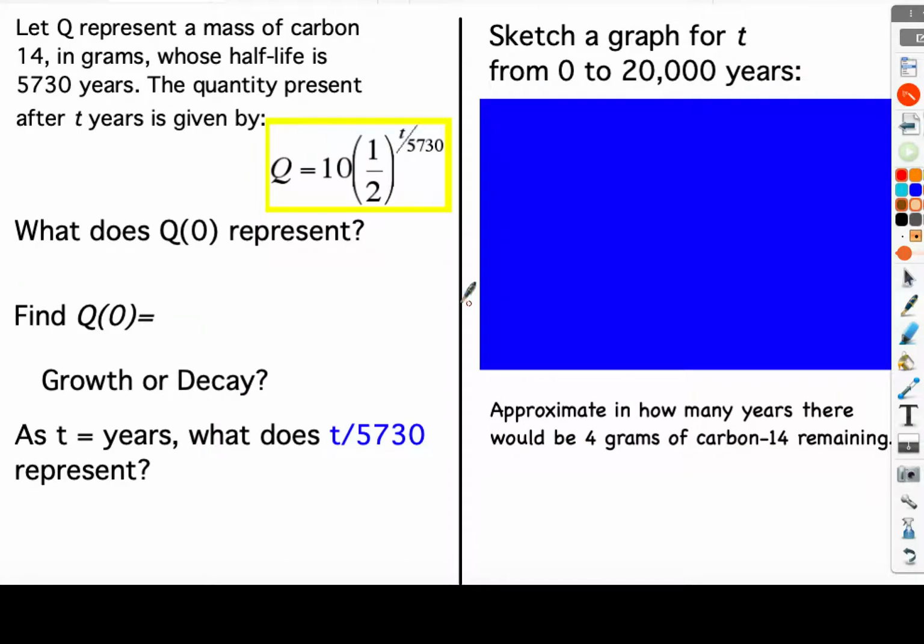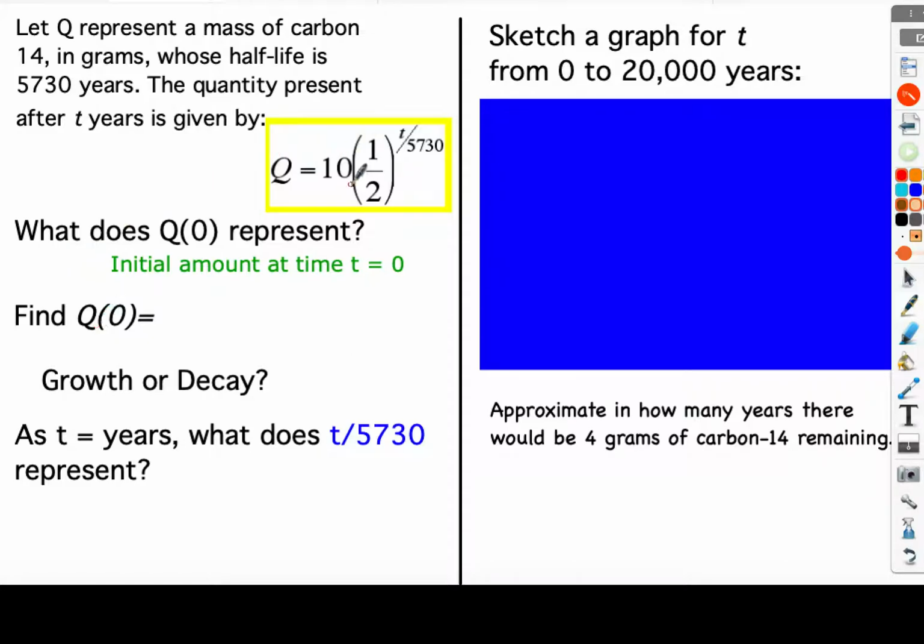Now, let's talk about that exponential decay function that we talked about. Carbon-14 is a great way to talk about half-lives, or basically exponential decay. Again, 1/2 to the power. So what does Q sub 0 or Q of 0 mean? Well, if t was 0, it means we're trying to find our initial amount.